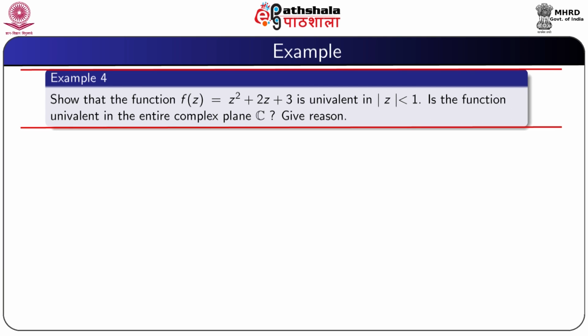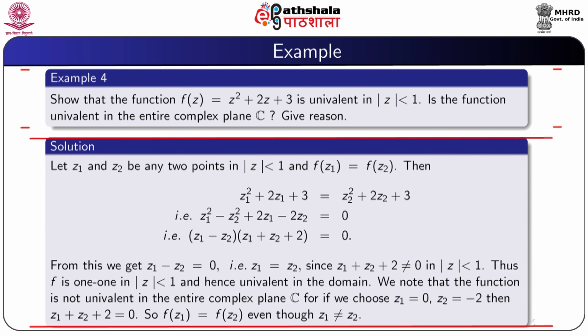Another example: show that the function f(z) = z square + 2z + 3 is univalent in the region |z| < 1. Is the function univalent in the entire complex plane C? Give reason. So suppose that z1 and z2 are any two points in |z| < 1, and f(z1) = f(z2).